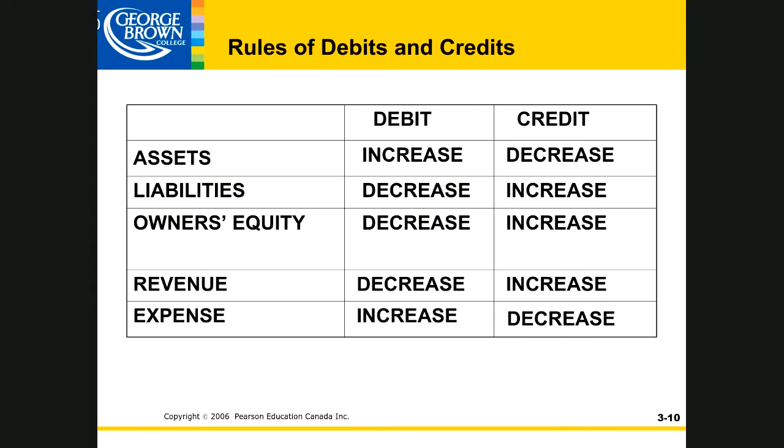Liabilities and owner's equity are the opposite way. So if we want to show an increase to either liabilities or owner's equity accounts, we record the increase on the credit side. If the amount of money in a liability account or equity account is decreasing, we post that amount of money to the left-hand side.